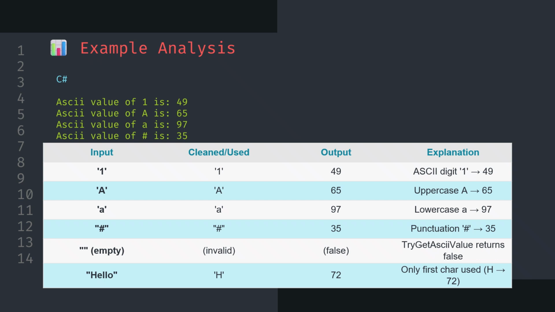This table shows typical runs. Note how TryGetAsciiValue lets us handle empty inputs safely. It returns false, so the caller can decide what to do. For multi-character strings, we use only the first character. That is a deliberate design choice for this tiny utility, but you can easily change it to process every character if you want.